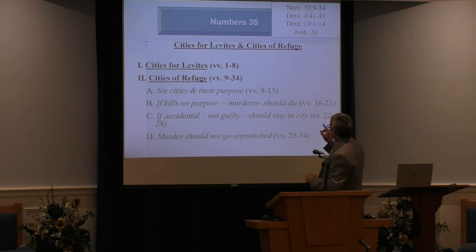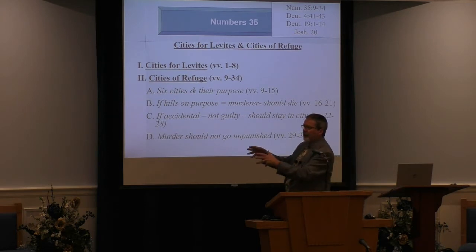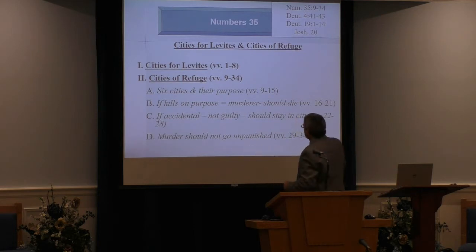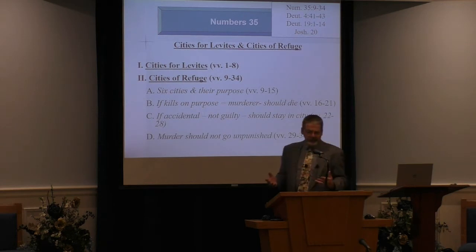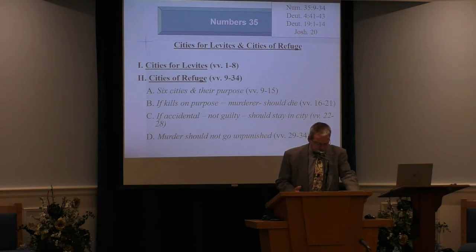Now, beginning at verse 9, I want to scan this so that when we get over to Joshua, we understand why they're doing what they're doing in Joshua 20. So what happened in Numbers 35? Let's look at verses 9 to 15. Here are six cities that are set aside, and here's their purpose. Notice verse 11 talks about their purpose.